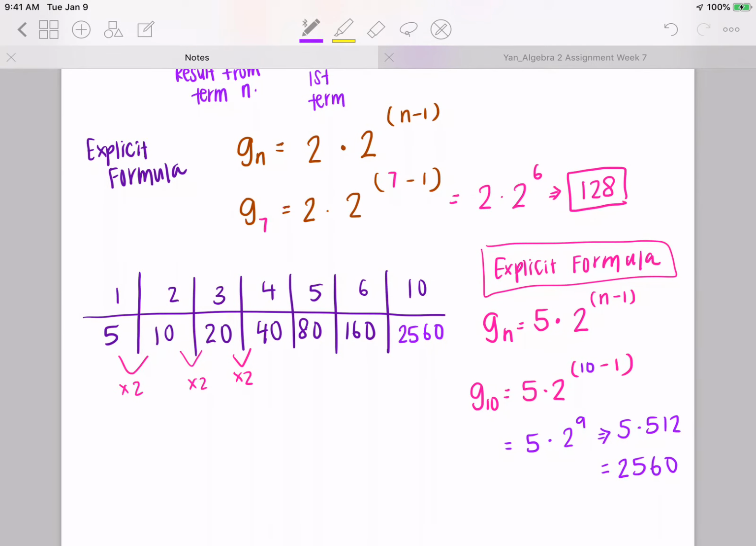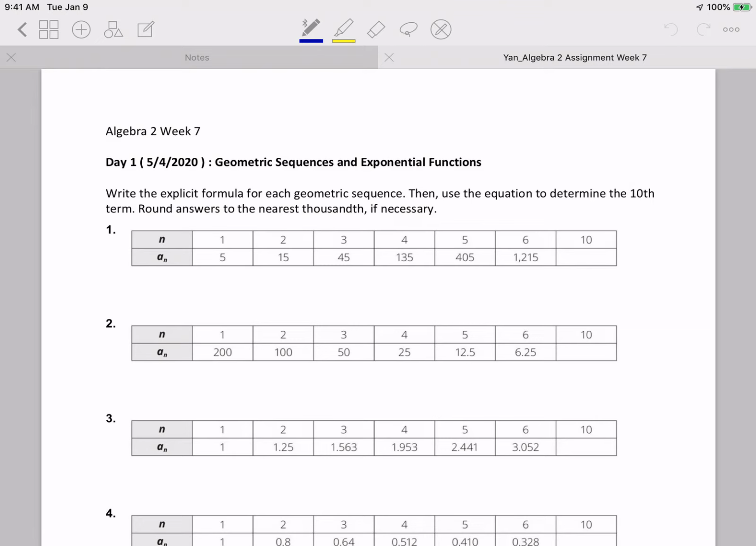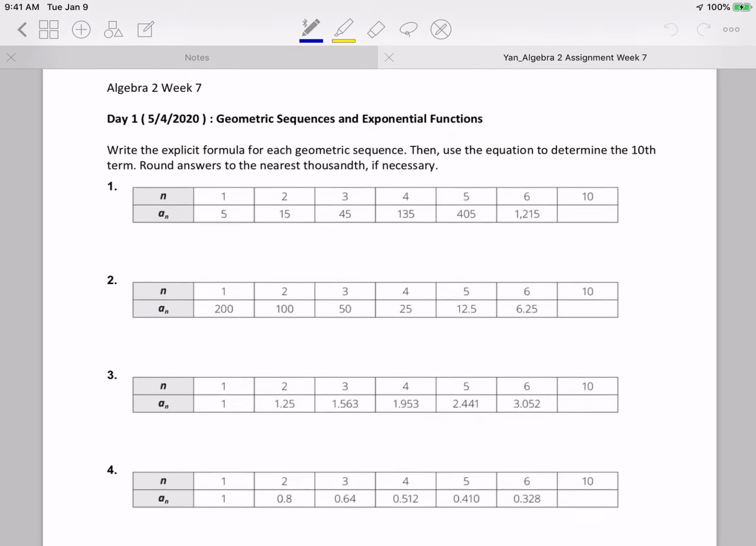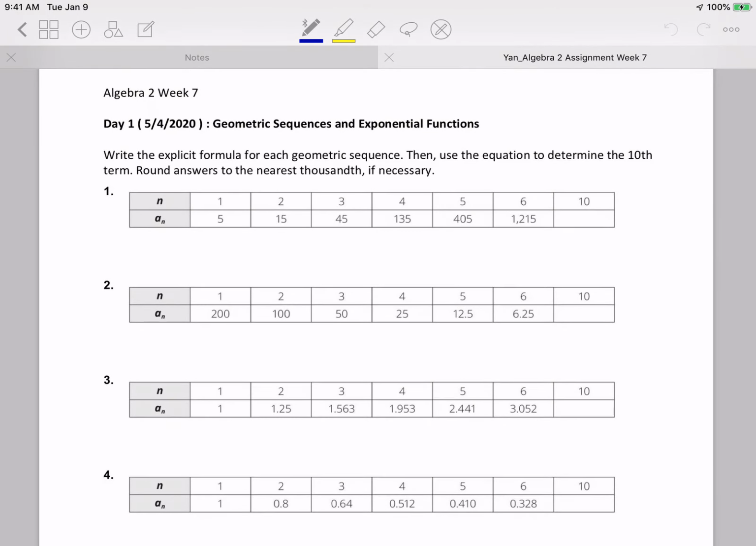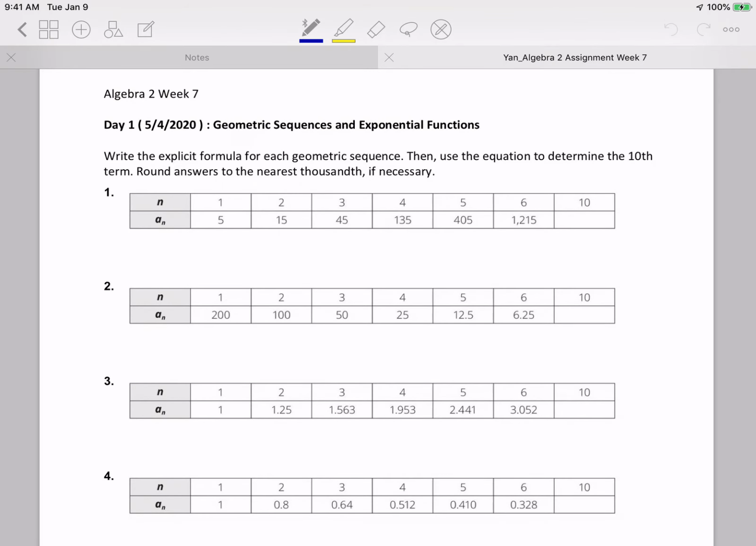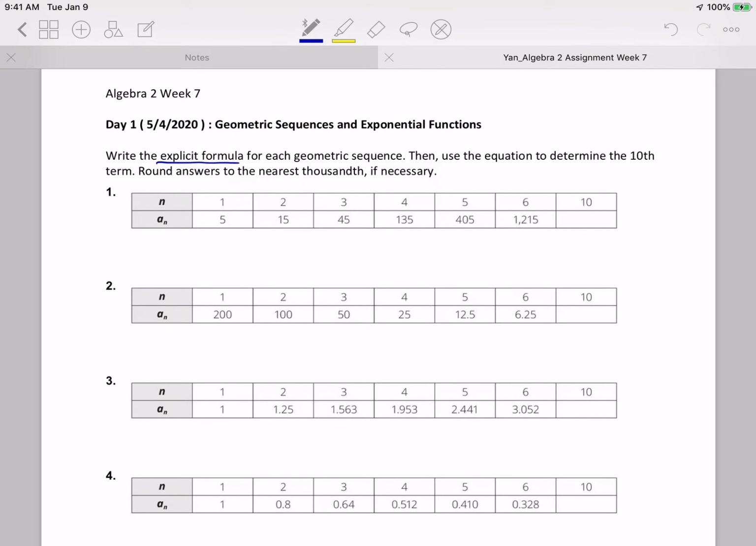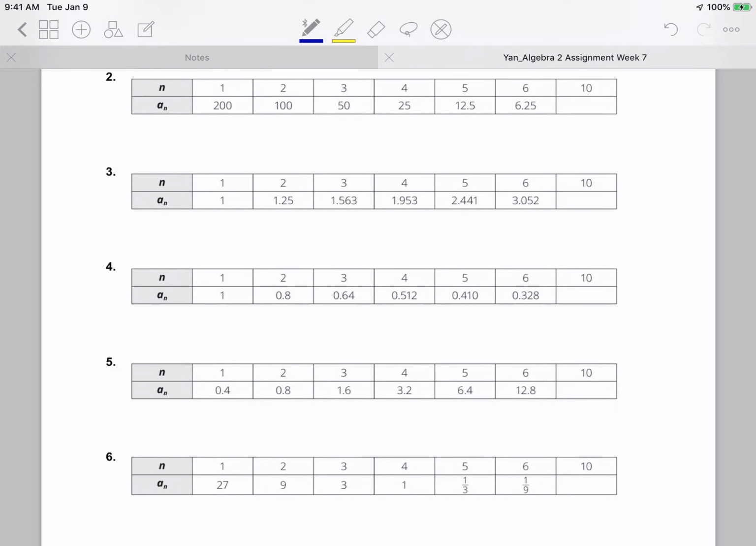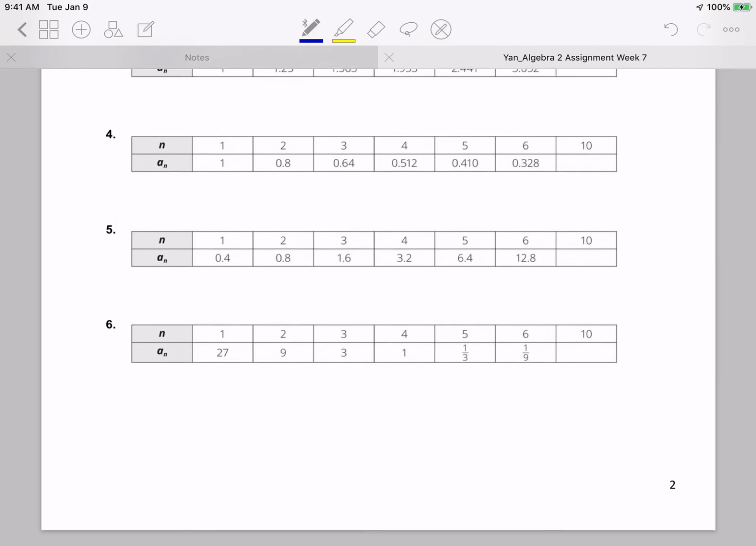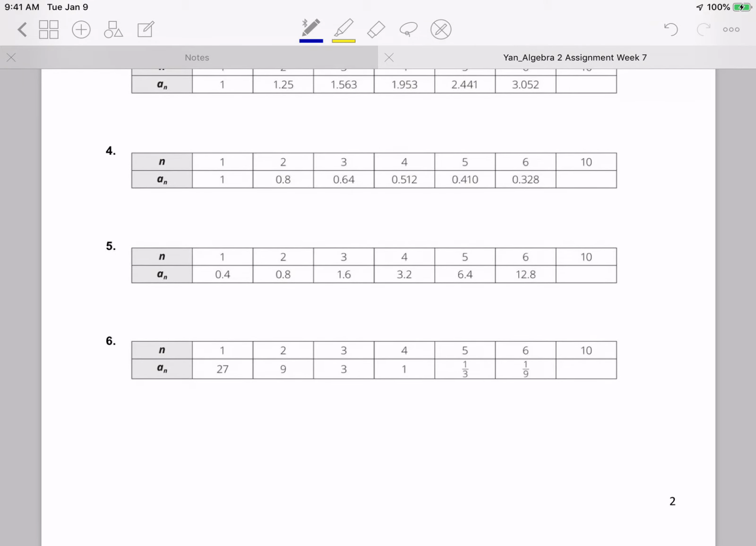Let's do another example, but I'm going to go into your homework and show an example. Okay, so let's see. Again, your day 1 homework says write the explicit formula for each geometric sequence. So you gotta do this, and then use the equation to determine the 10th term. Round your answer to the nearest thousandth if necessary. Okay, so I'm gonna do number 6.